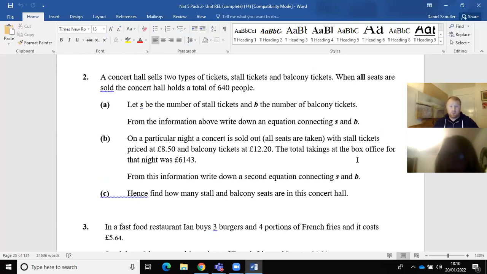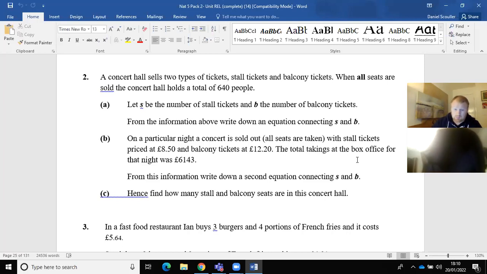Okay, so simultaneous equations, we're looking at story type questions that come up. A concert hall sells 2 types of tickets. So these are 2 unknowns, and we're taking that straight out of the question. We're going to have 2 unknowns, stall tickets and balcony tickets. Now in an exam, you don't have to write this out, but I'm just going to put them out just so I can assign a letter to them.